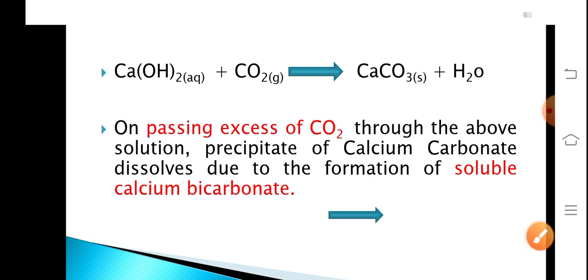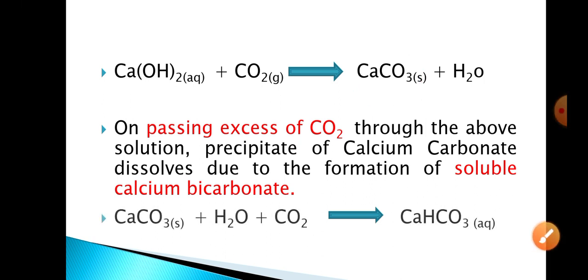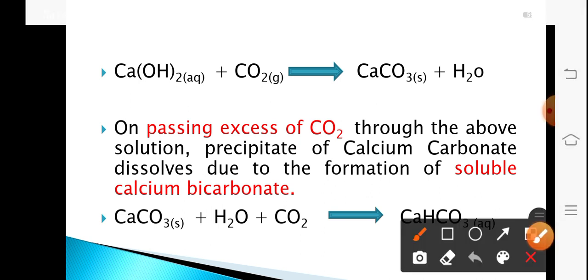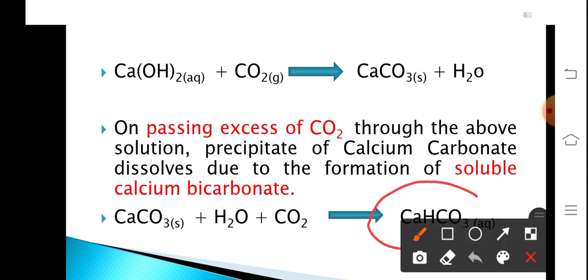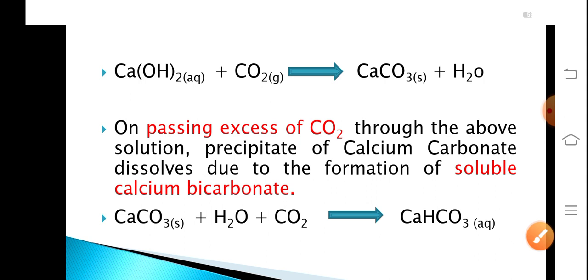Let's see. On passing excess CO2 through the above solution, the precipitate of calcium carbonate dissolves due to the formation of soluble calcium bicarbonate. So in the presence of excess CO2, instead of calcium carbonate, we will observe calcium bicarbonate. So calcium bicarbonate is soluble, whereas calcium carbonate is insoluble.